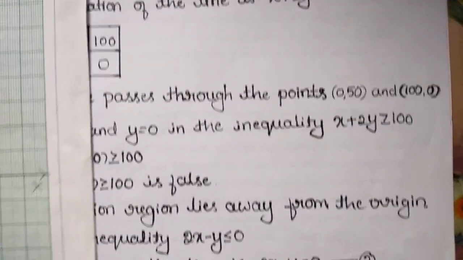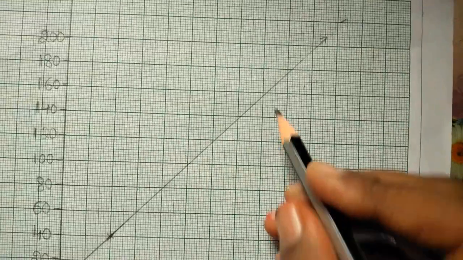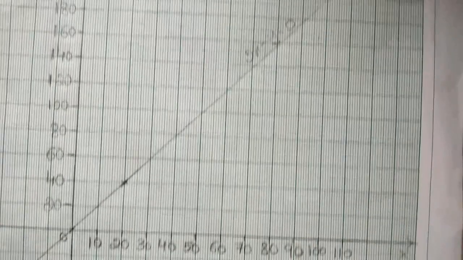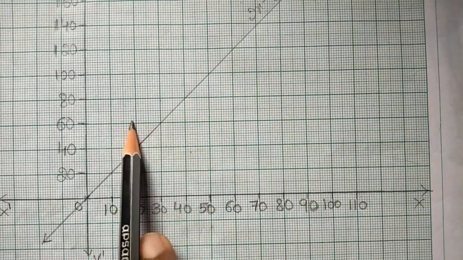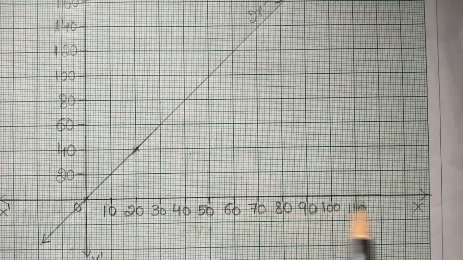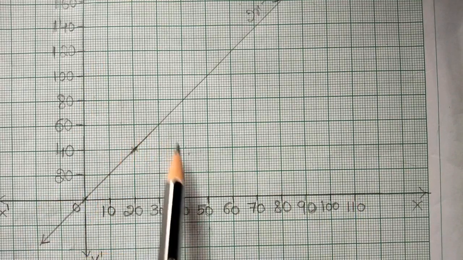Equation of the line is 2x minus y is equal to 0. Now there are two regions divided by this line. One region lies towards the x-axis, and another is lying towards the y-axis. One of these regions will be the solution region.